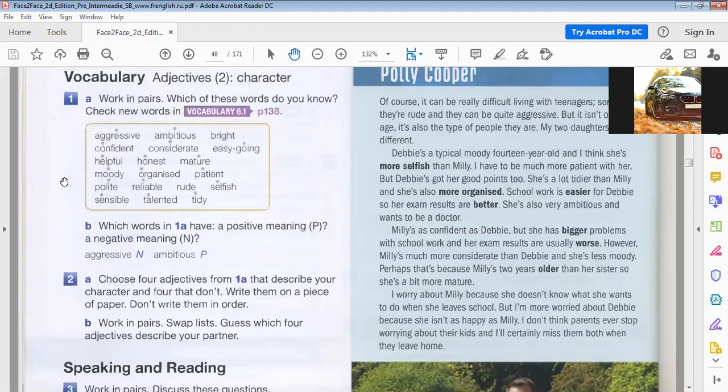Yes. Okay. I am very moody and helpful. Helpful. Yes. And I'm ambitious. Ambitious. Yes. It's a good thing. Yes, that's it, I think. Okay, this is a nice description.